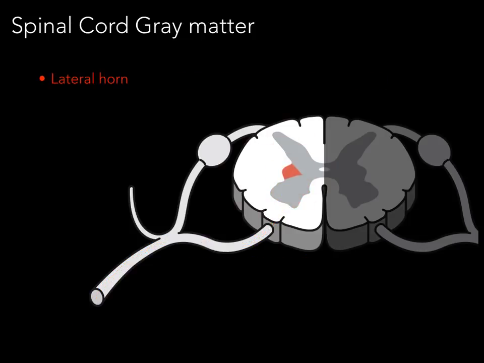All right, now the lateral horn that we see there in red, that's going to house visceral motor neuron cell bodies. And so there's a visceral motor neuron cell body, and the axon exits out the ventral root and innervates viscera, glands, and organs.